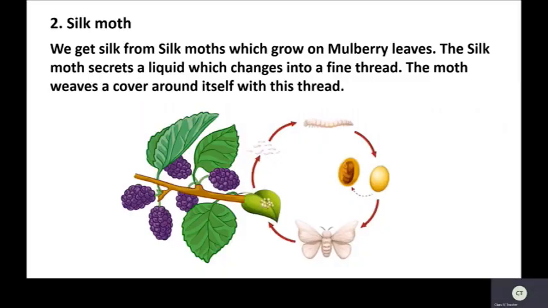Let us see about silk moth. We get silk from the silk moth, which grows on mulberry leaves. The silk moth secretes a liquid which changes into a fine thread. The moth weaves a cover around itself with these threads. See how we get silk, children, with the help of the silk moth.